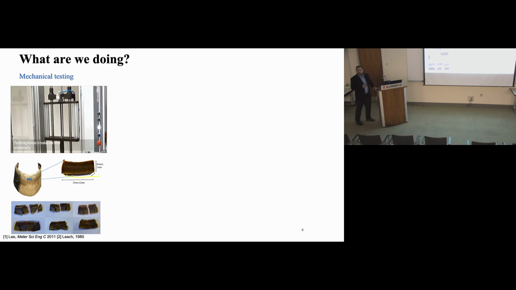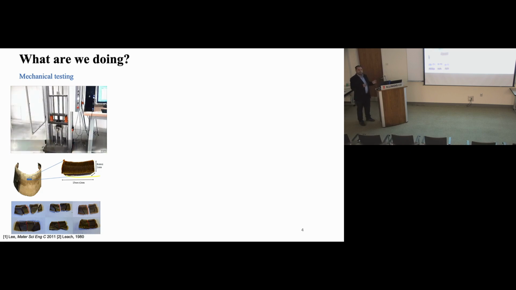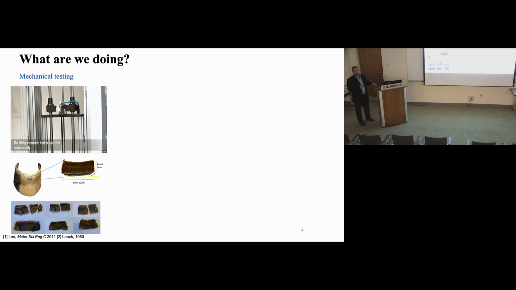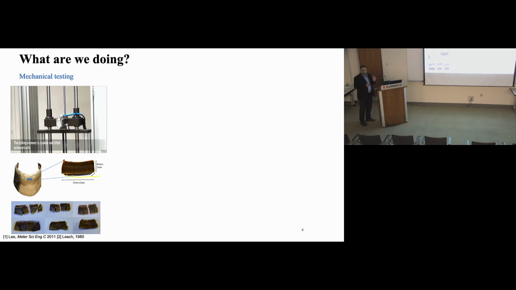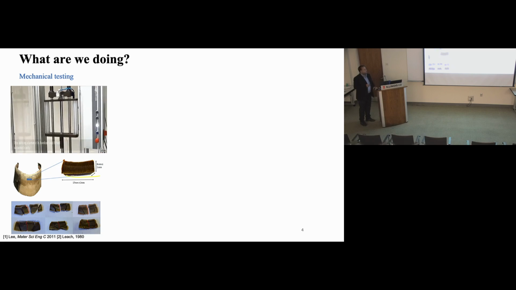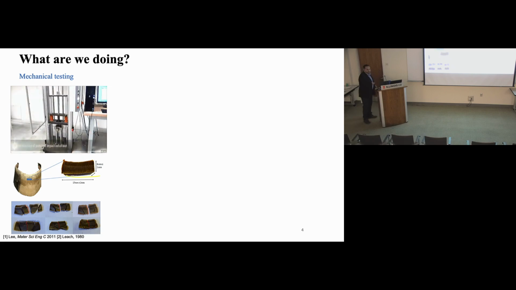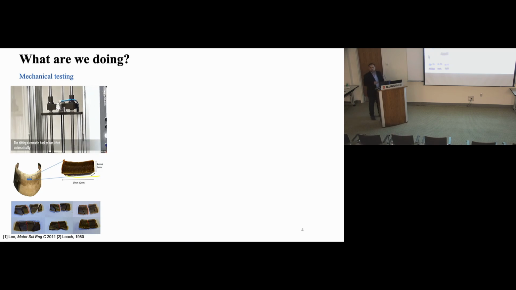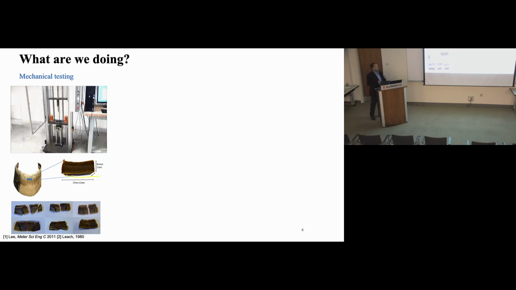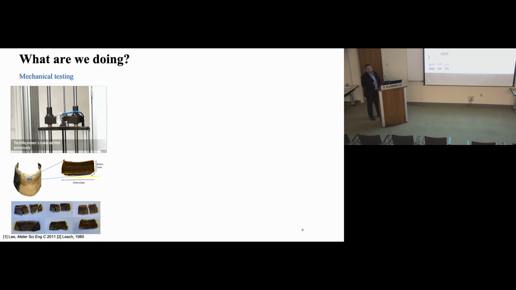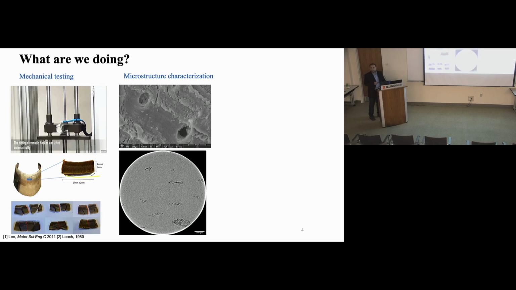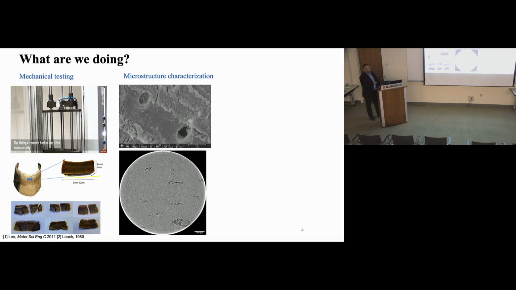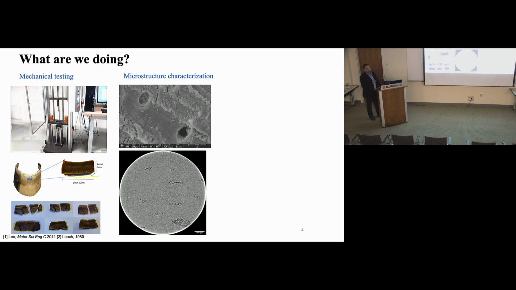So I will give you a little bit of an idea about what we are doing in our group related to this project and other projects. Mainly, we have 3 different disciplines that we work with in this project. The first part is mechanical testing. We mechanically test the hoof wall, to find the mechanical behavior of the hoof wall. The second is microstructure characterization, which is the part of my work and what I will show today.